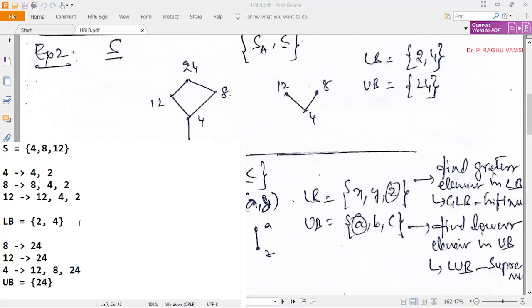Now we'll come to the greatest lower bound. Out of 2 and 4, what is the greatest element in this lower bound? That is 4. For the lowest upper bound, in this upper bound only one element is there. Hence we'll consider this as the only element, the lowest element. Now we'll move on to the next example.